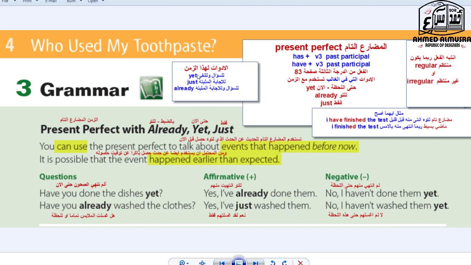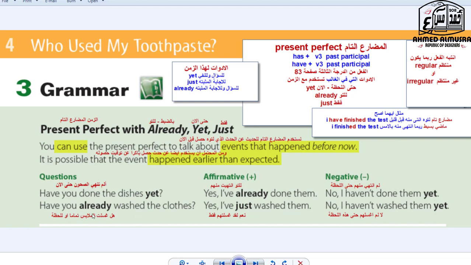Look at the questions. Yet is used for questions and for the negative. Just is for the affirmative sentence. And the last one, already, is for questions and also for the affirmative. Look at this: Have you done the dishes yet? Yes, I have already done them. No, I haven't done them yet. This is regarding the question and also the negative.